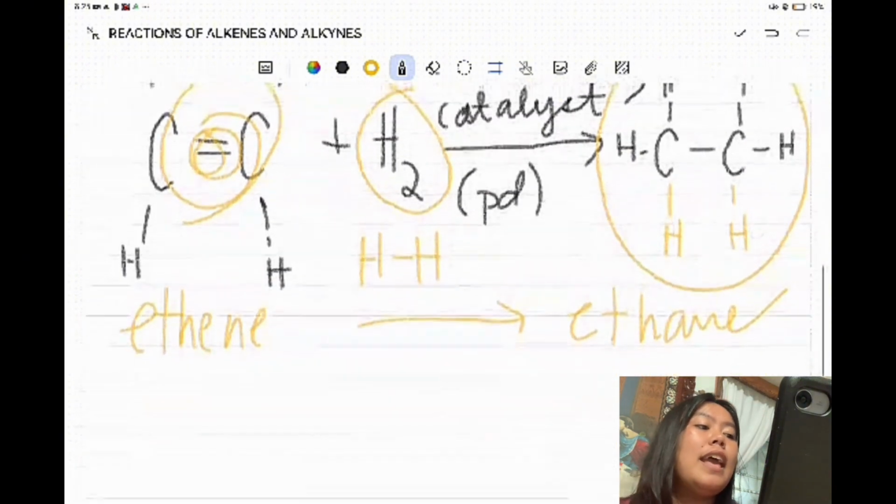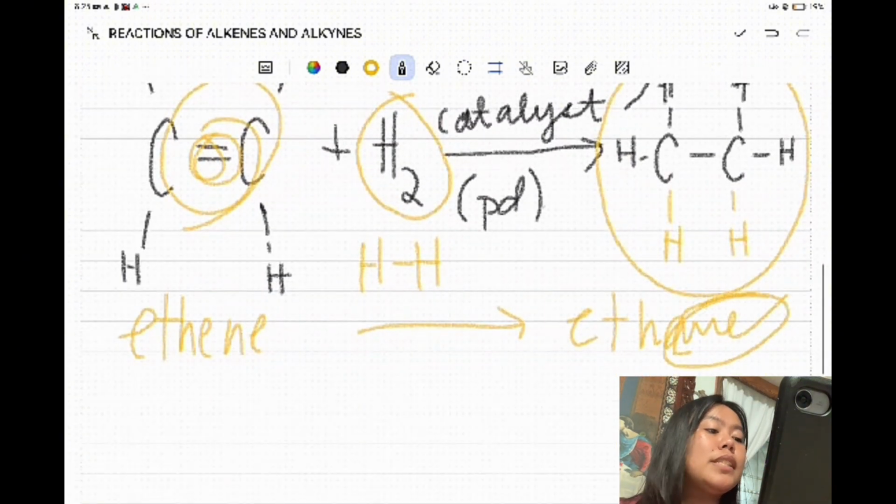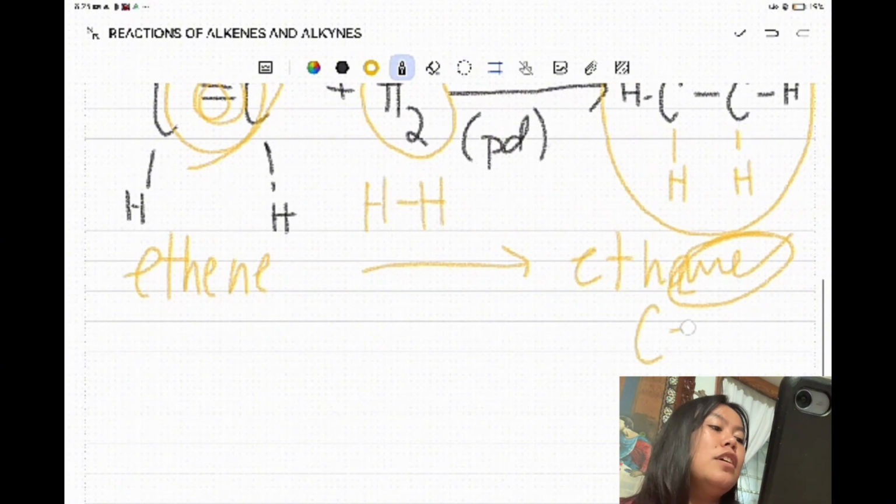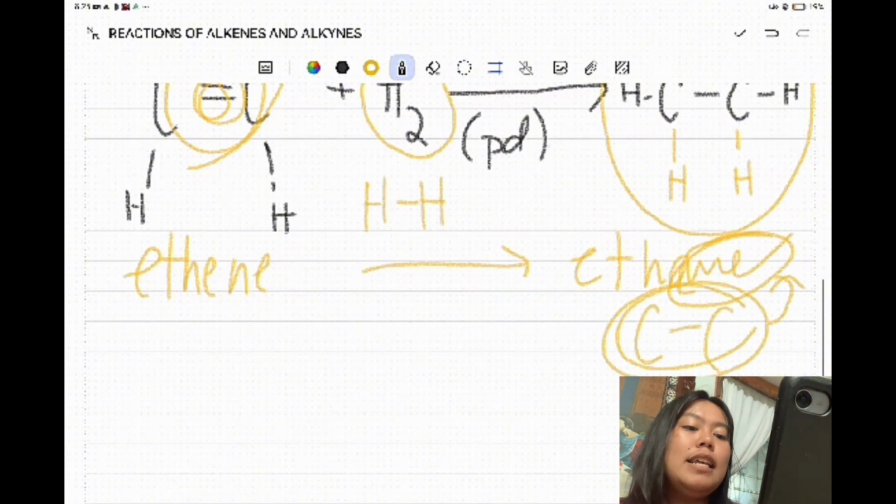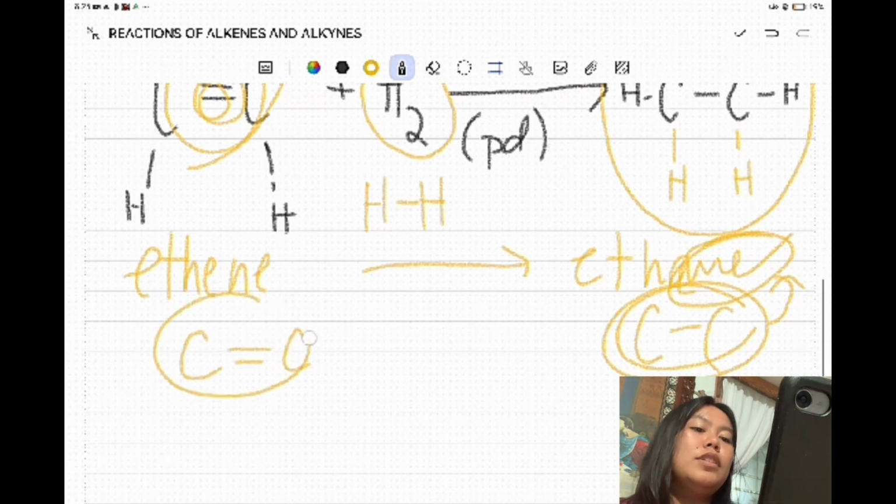Ethane refers to a carbon to carbon single bond. It is like A-N-E. The ane ending means a carbon to carbon single bond, while ene means a carbon to carbon double bond.